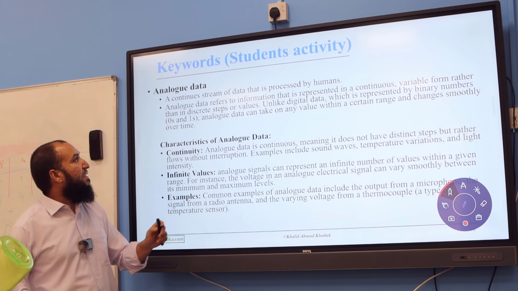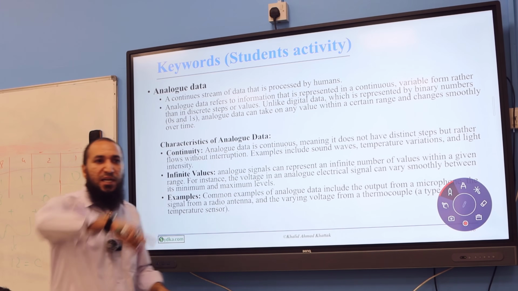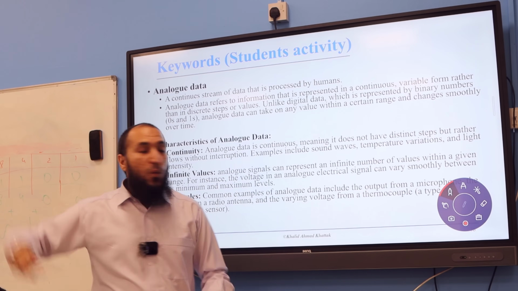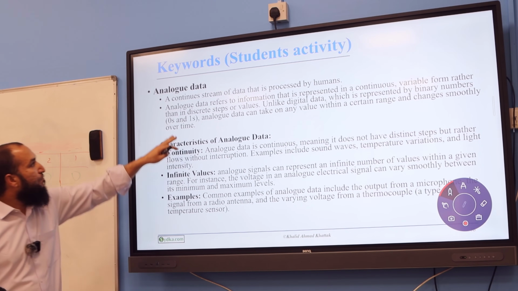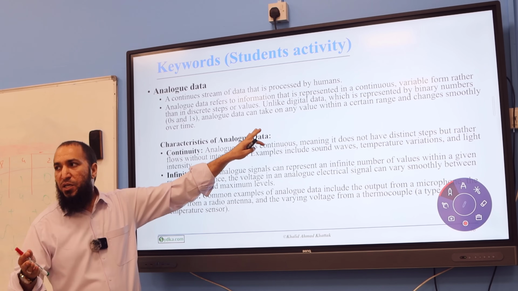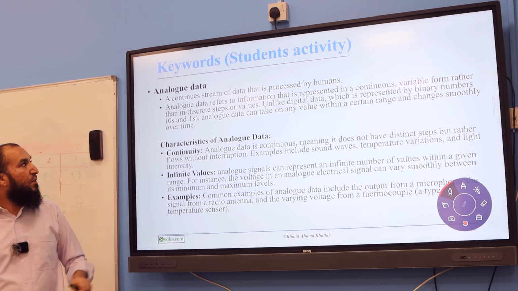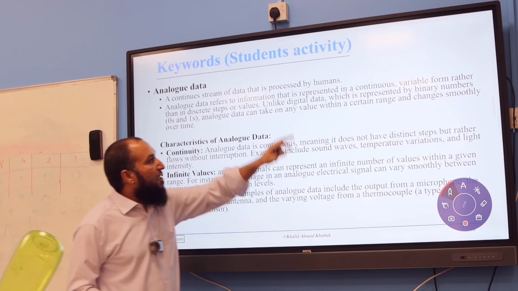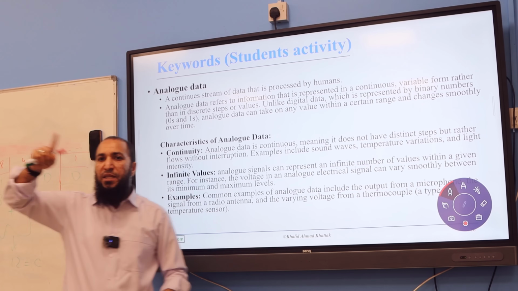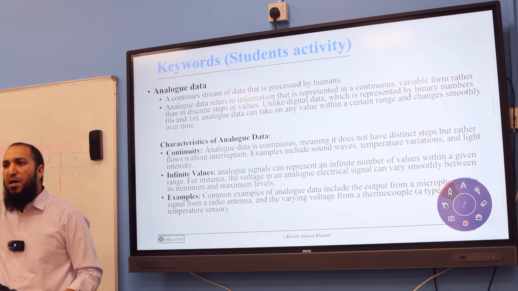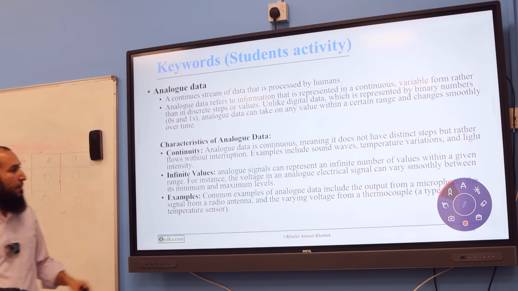The first thing we have is analog data. So analog data is the continuous data we have when we're dealing with data. In contrast to that, we have zeros and ones, which is discrete data. It is a continuous stream of data that is processed by humans. So we see in the EEG or ECG, we have data which is continuous. That's one of the examples.